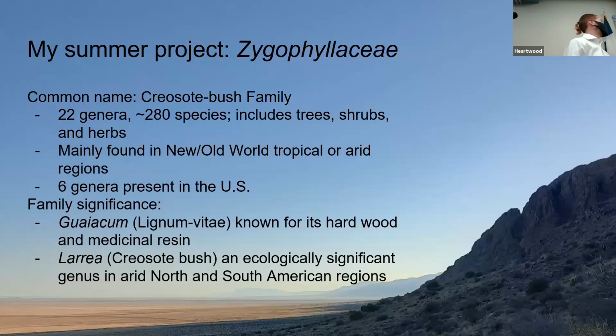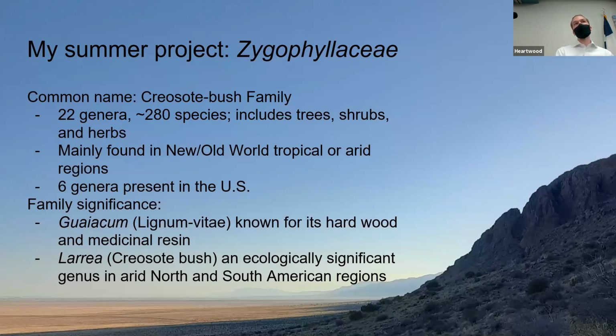So now I'd like to talk about my more specific project, which is on the family Zygophyllaceae. This is commonly known as the creosote bush family. It's a smaller family that has only 22 genera and around 280 species, depending on nomenclature. It's found mainly in New and Old World tropical and arid regions.